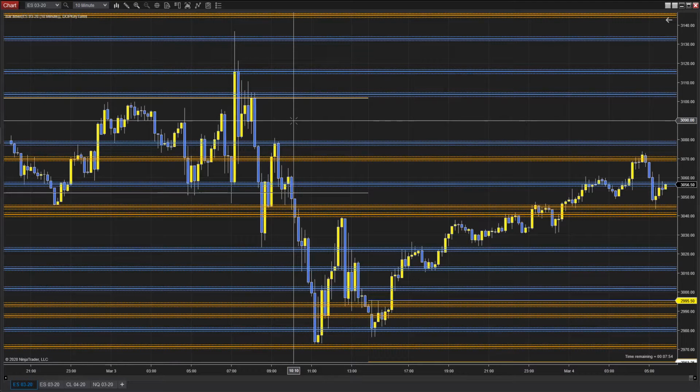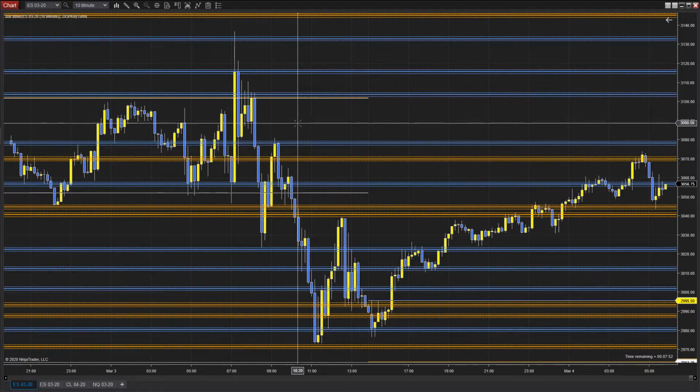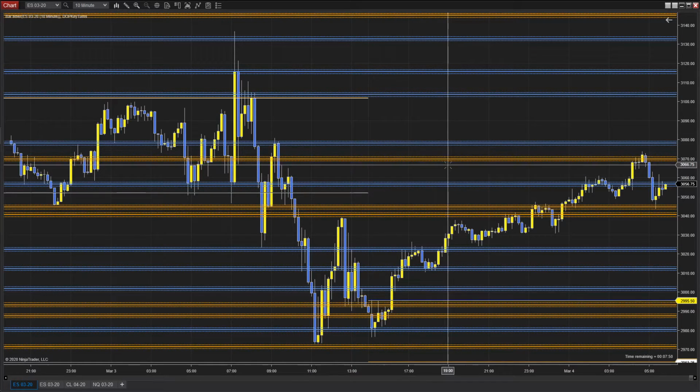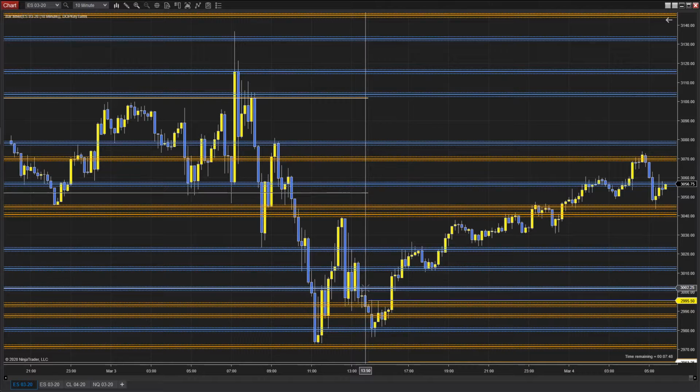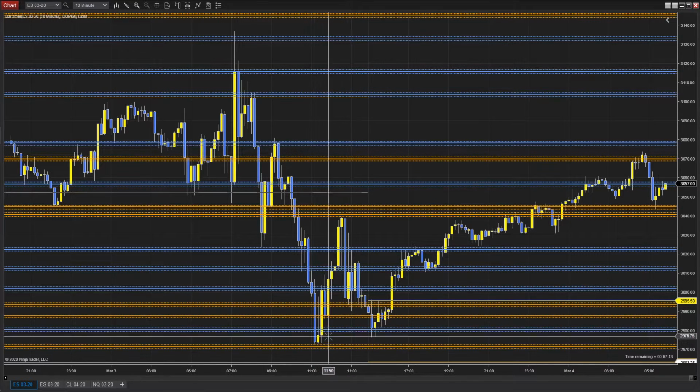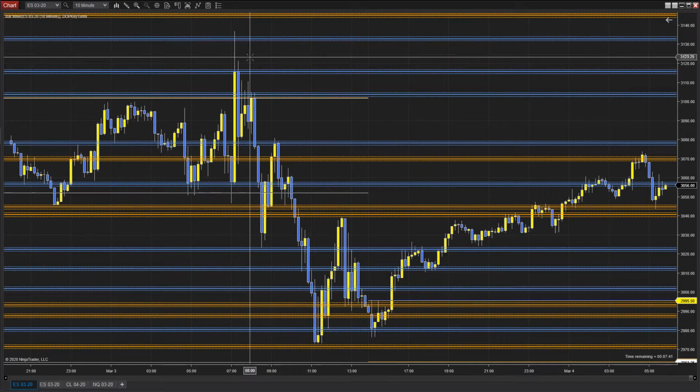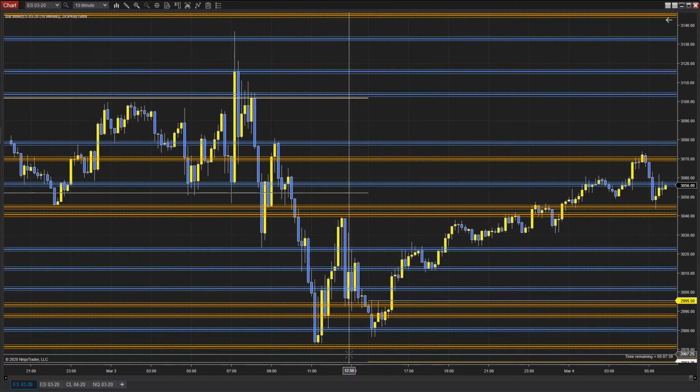Good morning. It's Wednesday, March 4th, and we're looking at the S&P 500. I have a 10-minute chart here because I think it makes it easier to see some of the movement, just given how big the range has been. So let's just start down here at the bottom.